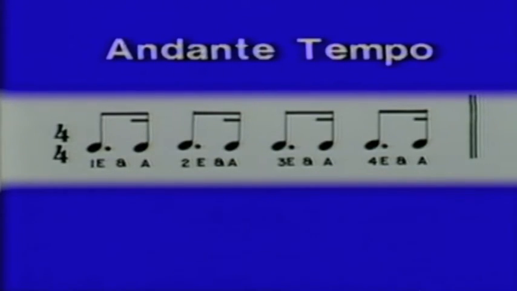1, 2, 3, 4. 1, a 2, a 3, a 4. Whenever a composer wishes to hold a note longer than its original time value, but doesn't wish that note to be played again, he uses a tie.